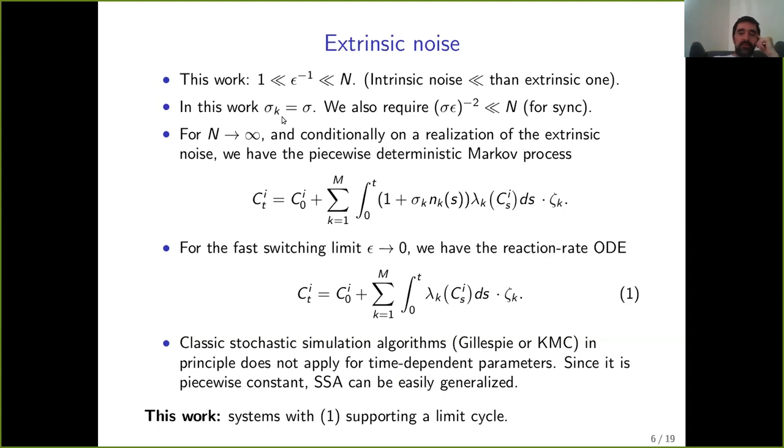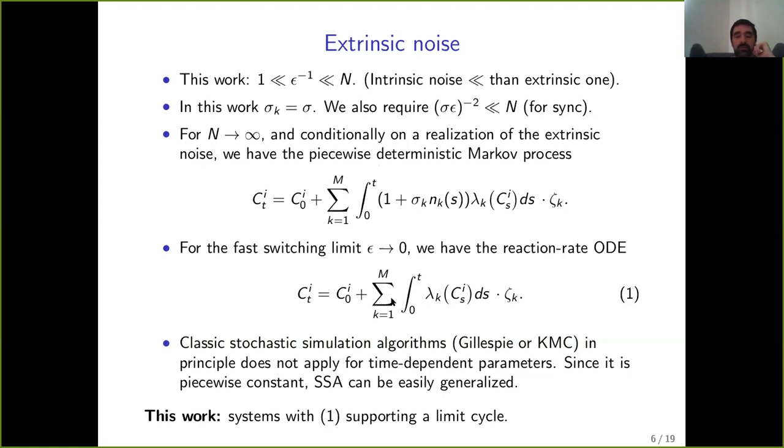For the perturbed system, when the number of particles goes to infinity, we have a piecewise deterministic Markovian process, which is this one. And in the fast switching regime, which means epsilon goes to zero, we converge to the reaction rate ODE.